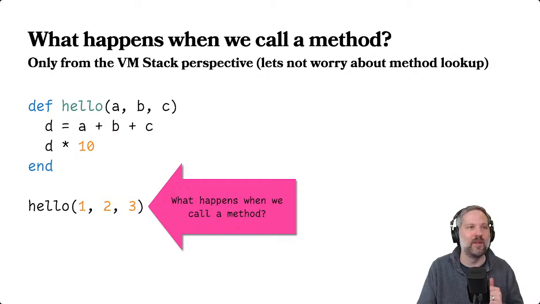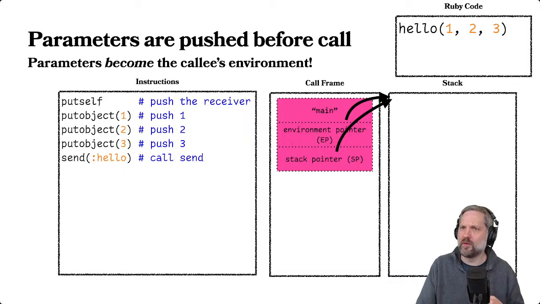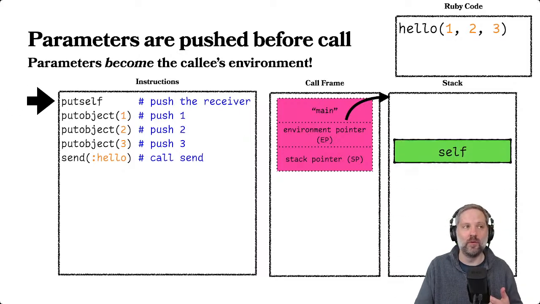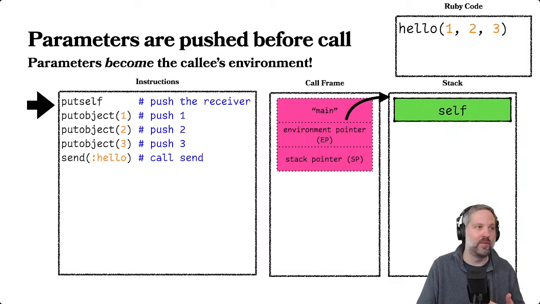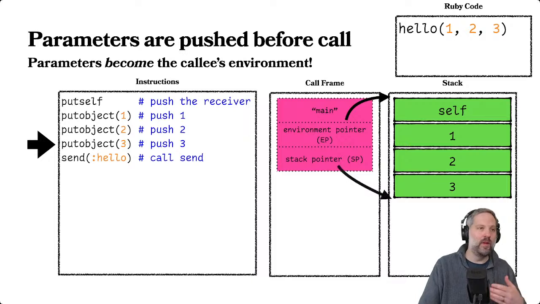The first thing we do is push self onto the stack. That's because when we're calling the hello method, we have an implicit receiver, which is self, of course. All methods have a receiver, and in this case we've just omitted self. So we push self onto the stack. The next thing we do is push the parameter 1 onto the stack. Then we push 2, then we push 3. And then finally, we send the method call hello.